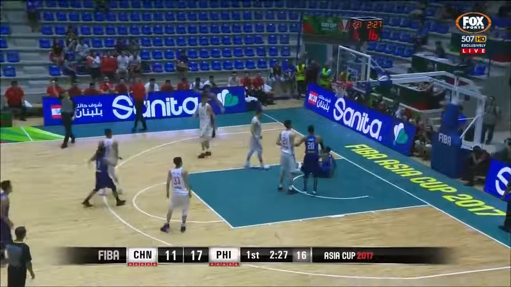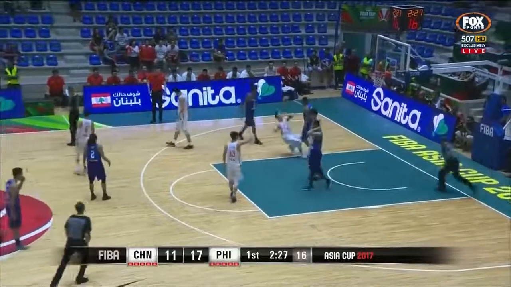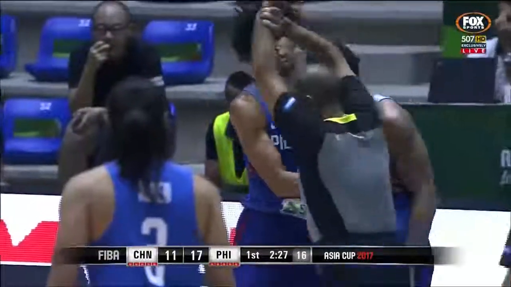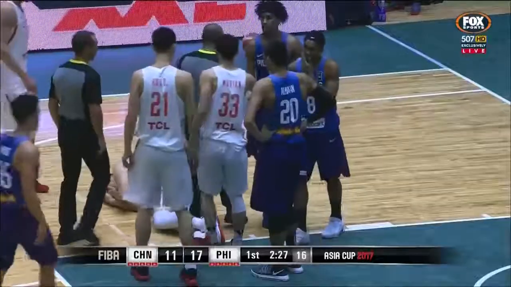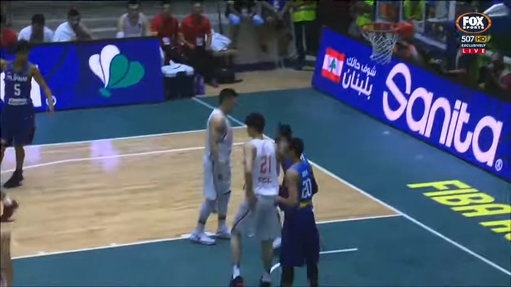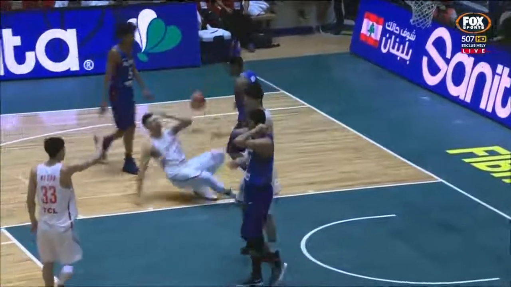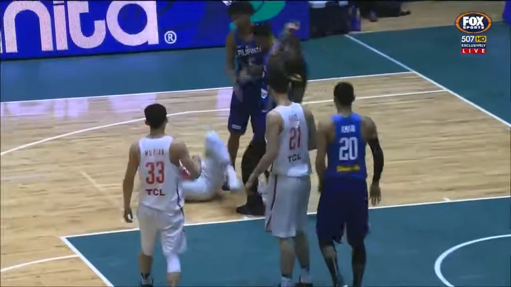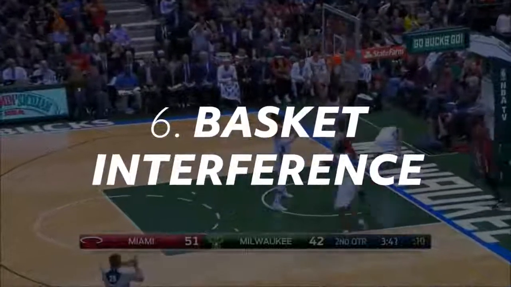In FIBA, there are disqualifying fouls that work similarly to flagrant 2 fouls. If a player is called for 2 unsportsmanlike fouls, or 1 unsportsmanlike foul and 1 technical foul, they are thrown out of the game.